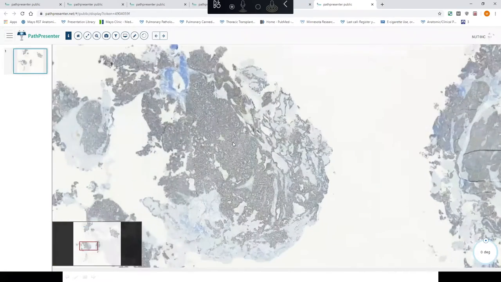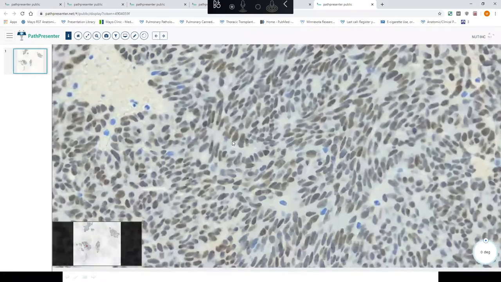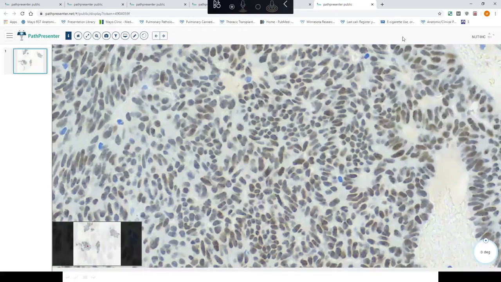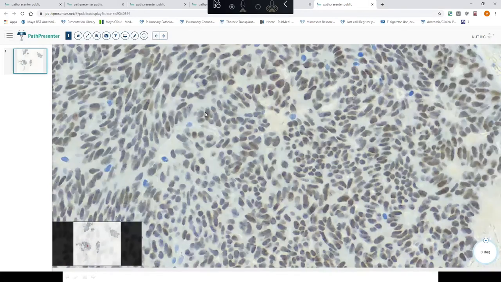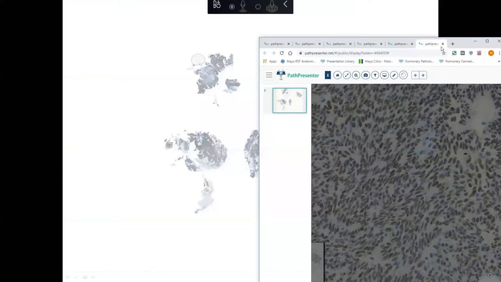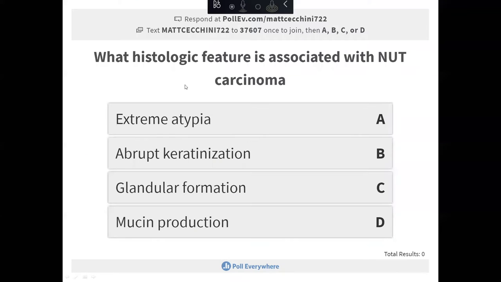And so you can see here, you get this nice nuclear positivity that has a kind of speckled pattern all throughout these cells. These cells will have a fusion of NUT with BRD4. I'll talk a little bit about the mechanism in a second. And so this is a bit of trivia for these, and it's an important diagnostic feature that can help you in these cases when you should think about a NUT carcinoma.